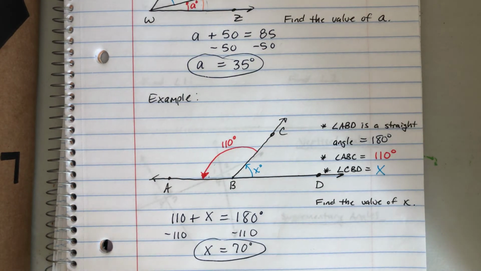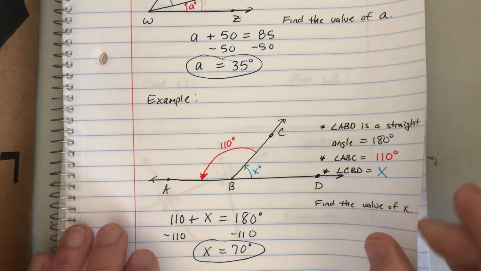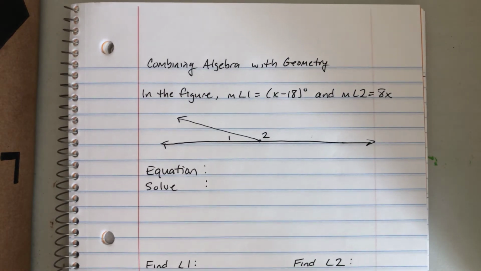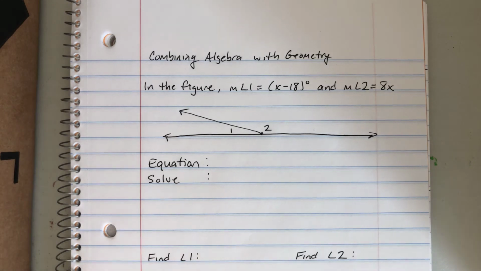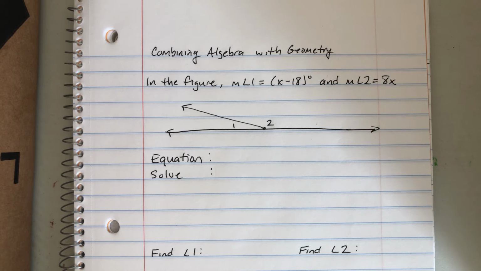All right, and we're getting close here to the end. You're doing a great job. I got one more page for you. So there's a lot of combining algebra with geometry. Even in those last couple of examples, there was a combination of algebra where we were solving for X, and then geometry was used to kind of set up those equations.